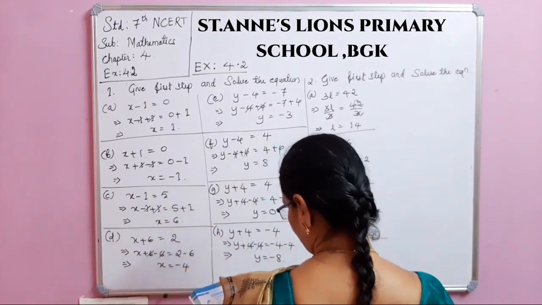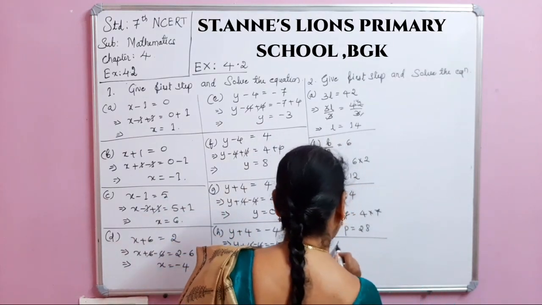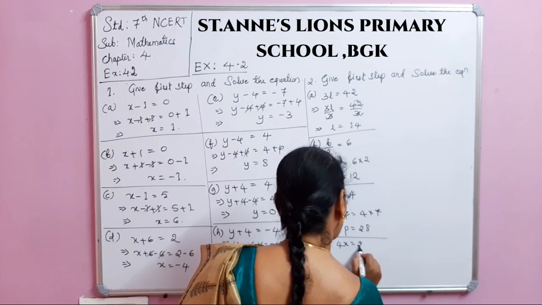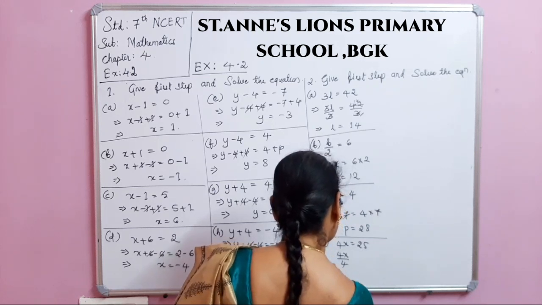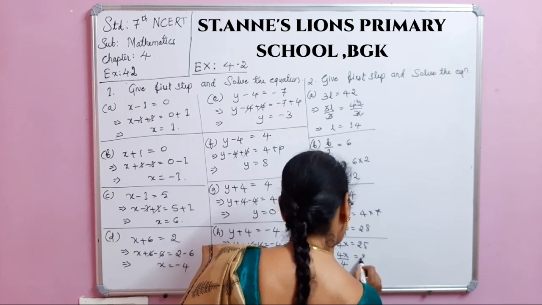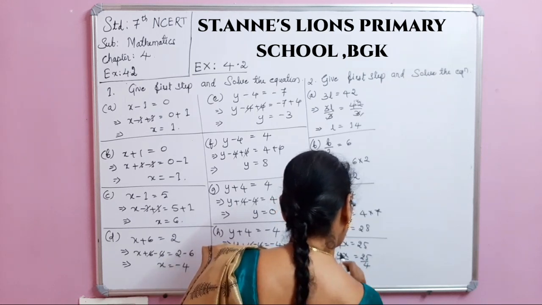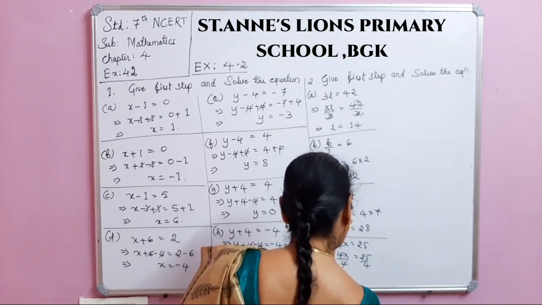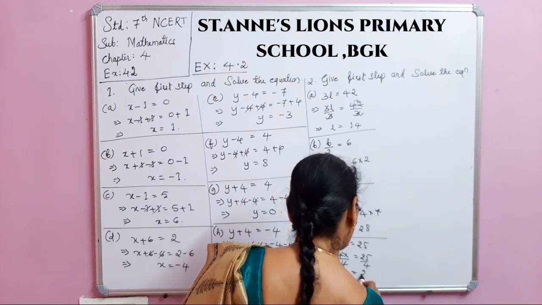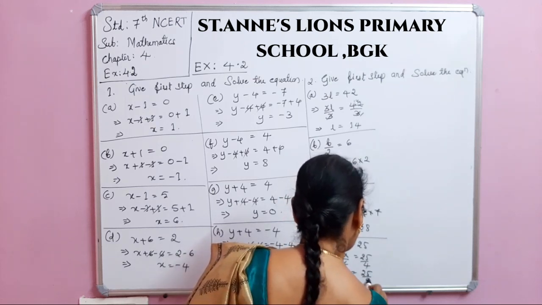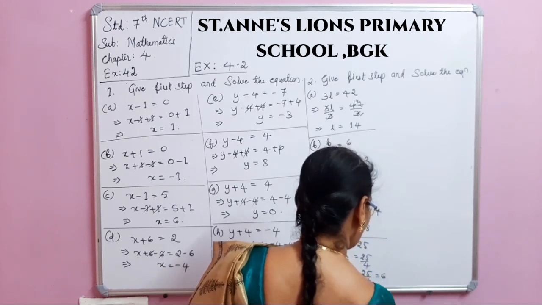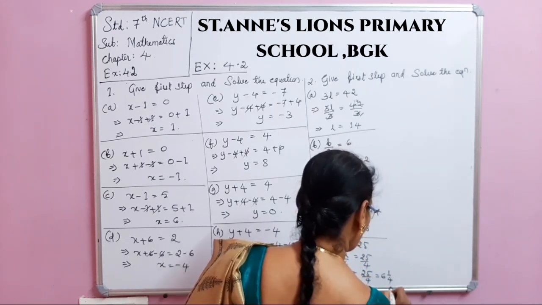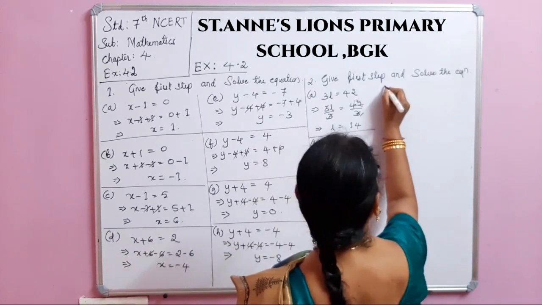Next, D. 4x equal to 25. Here multiplication is there. So we have to divide by 4. 25 by 4. 4 got cancelled. x is equal to 25 by 4. Or you can write it as a mixed fraction also. 4 6s are 24. 6 integer 1 by 4 also you can write.